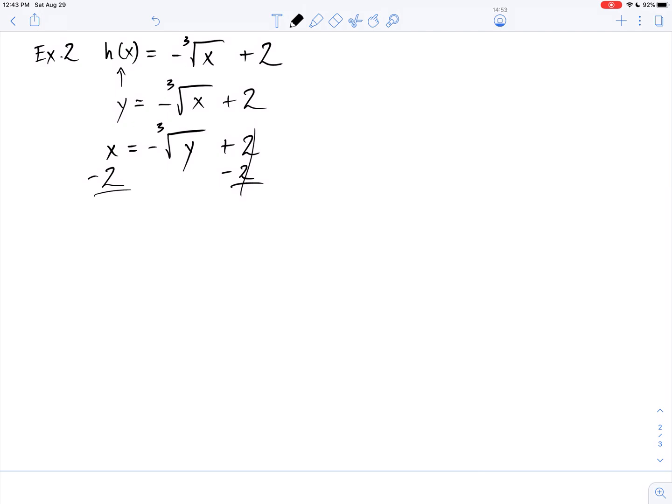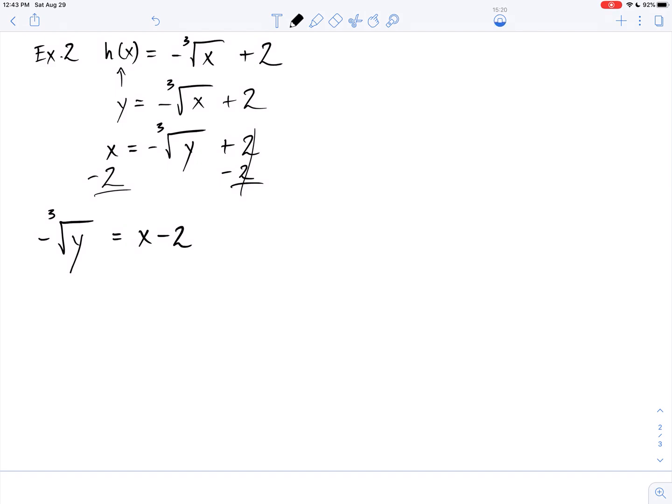I'm going to move the 2 to the other side. Now, I want to do something. I want to be a little bit bold. What do I have on the left-hand side? What do I have on the left-hand side? I have x minus 2. That's what I have. What do I have on the right-hand side? I have a negative cube root y. See what I did there? I just flip-flopped where the two items are because my next move is this.